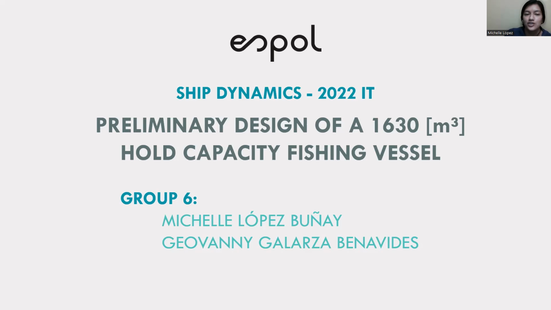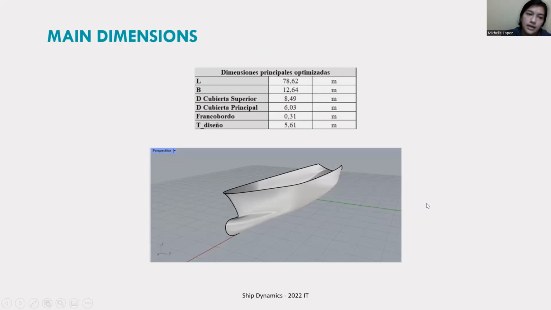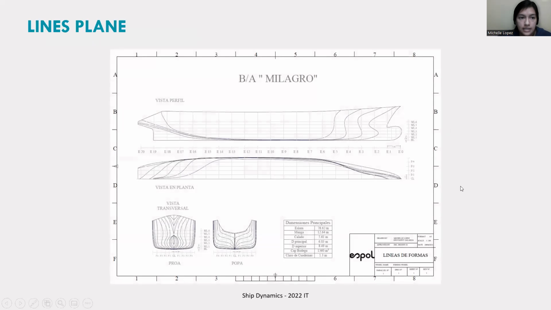I am going to talk about the preliminary design of a 63 meter hull capacity fishing vessel. We are group number 6. The agenda is introduction, model, observations, and results. The main dimensions come from the optimization shown in the following table, and the modeling is generated in Rhino. And the line spline comes from Rhino.